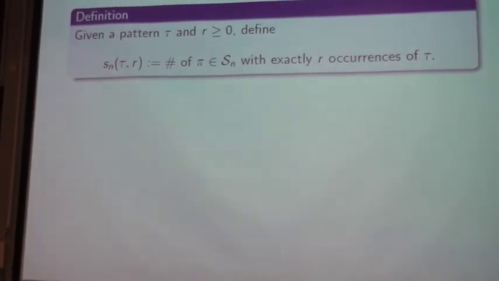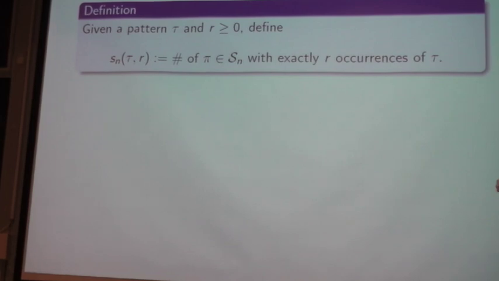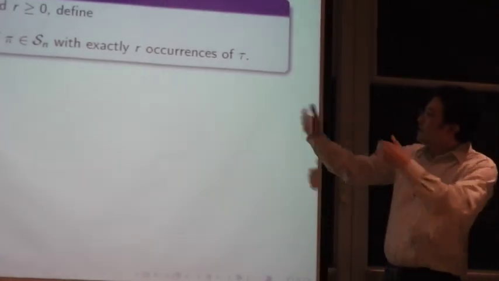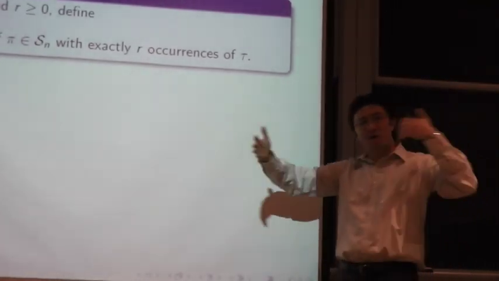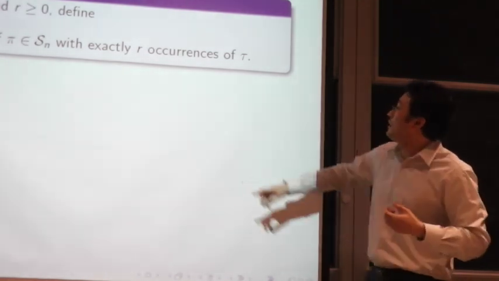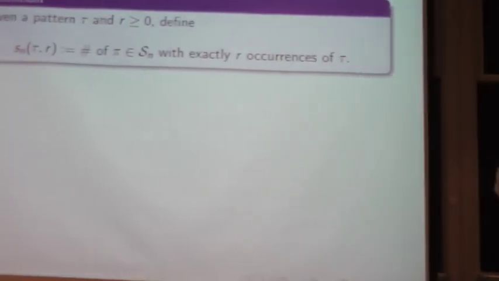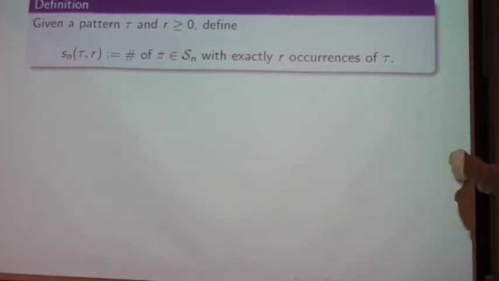First, to generalize the definition from before, for a given pattern tau and a non-negative integer r, S_n(tau, r) will be the number of length n permutations with r copies of tau. Here tau is some fixed pattern and r is some fixed non-negative integer, and I'm looking at the sequence S_n(tau, r) ranging over the n values. Again, if r is equal to 0, this is exactly what we were discussing before.